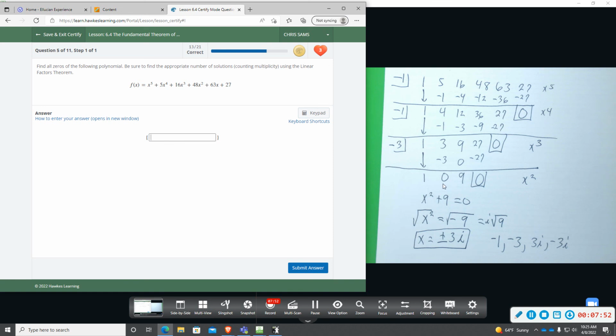So this is much, much faster, being able to use technology to figure out some of them, and then solve the last one by hand, than doing it all by hand, which we will see maybe on the next problem. -1, -3, 3i, and -3i. And you do not have to repeat that -1. They just need to know what numbers this crosses the x-axis, not the multiplicity in this particular example.